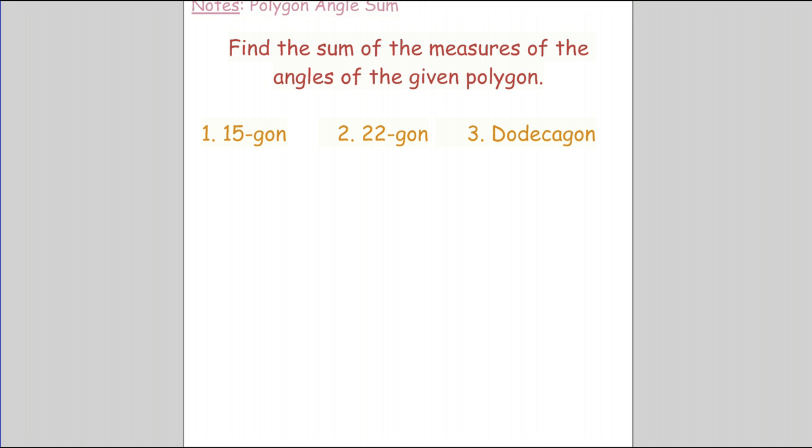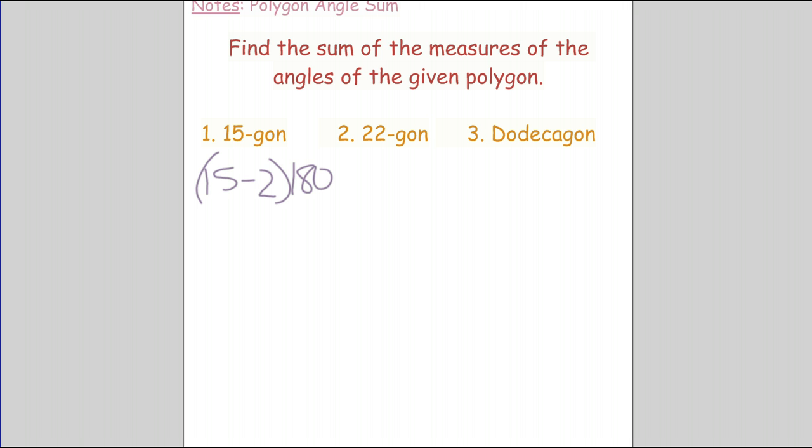All right, let's do some problems. Find out how many degrees are in a 15-gon. So it has 15 sides. Go. Calculate. Press buttons. Go. Philip, you go write number 1 on the board. Catherine, you do number 2. And Alea, you do number 3.